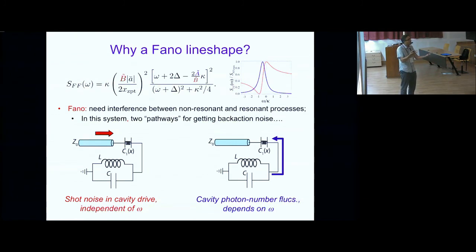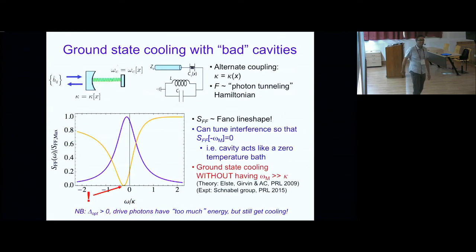You can tune the interference of those two things by playing with the detuning of your laser. You can get this perfect zero temperature result, this interference. There's no condition on needing the mechanical frequency to be small. This now has nothing to do with density of states physics. So it's not about just having a very narrow density of states. This is about interference. Getting that interference to work is not reliant on this good cavity condition.